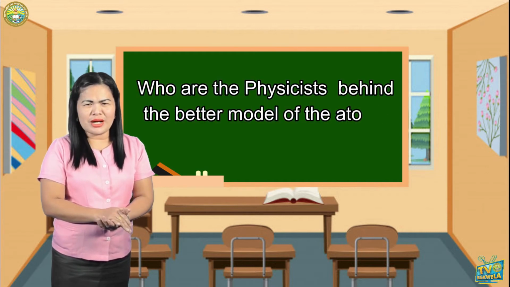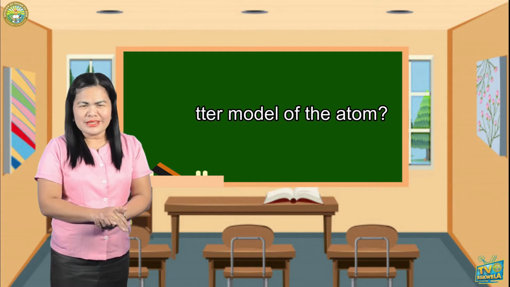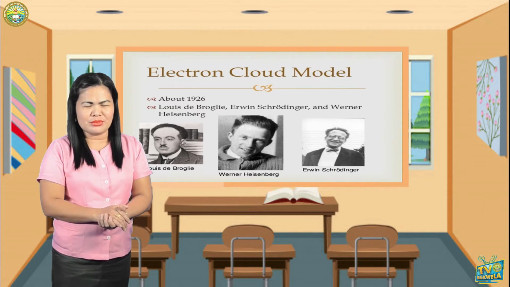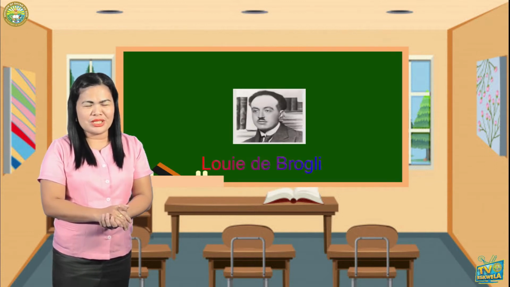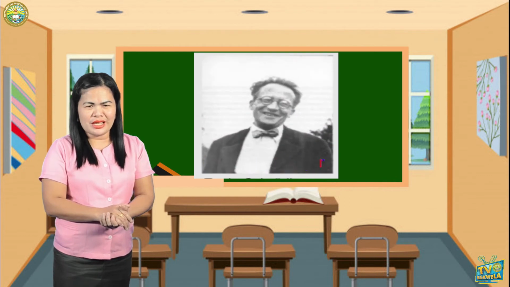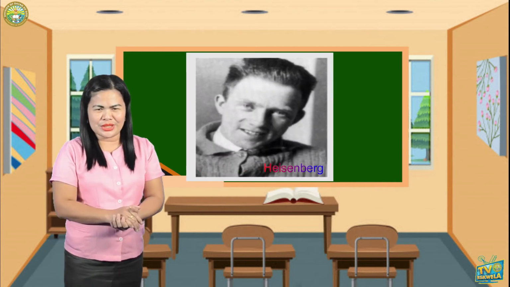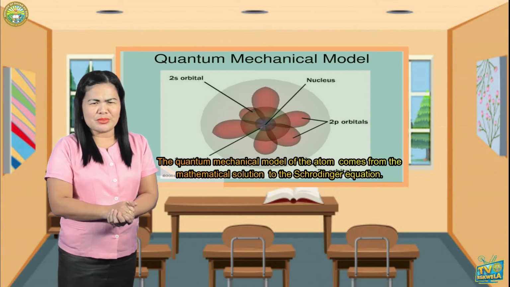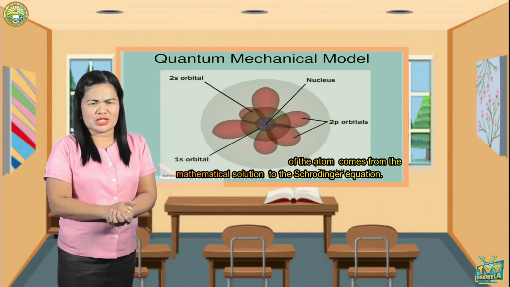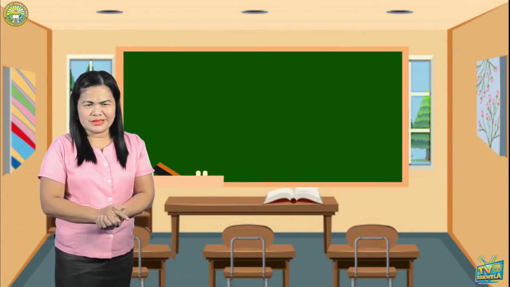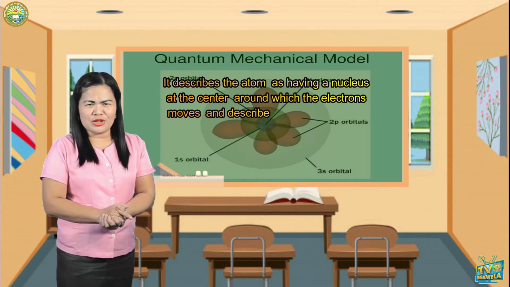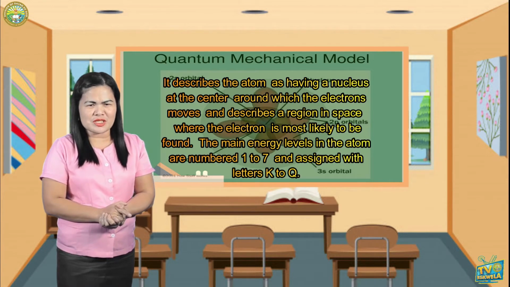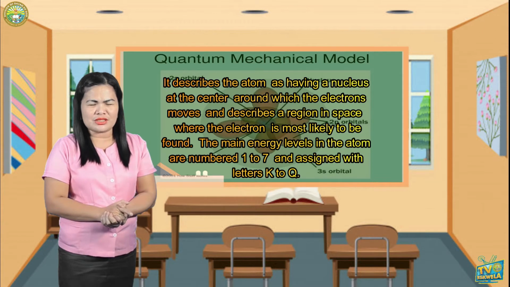Who are the physicists behind the better model of the atom? Yes, that's correct! The three physicists who led the development of a better model of the atom are Louis de Broglie, Erwin Schrödinger, and Werner Karl Heisenberg. The quantum mechanical model of the atom comes from the mathematical solution to the Schrödinger equation. It describes the atom as having a nucleus at the center around which the electrons move, and describes a region in space where the electron is most likely to be found.